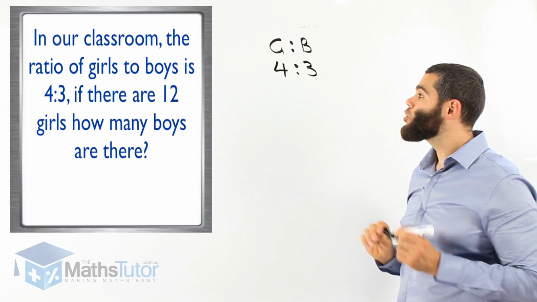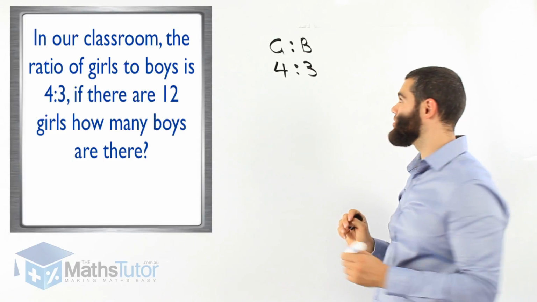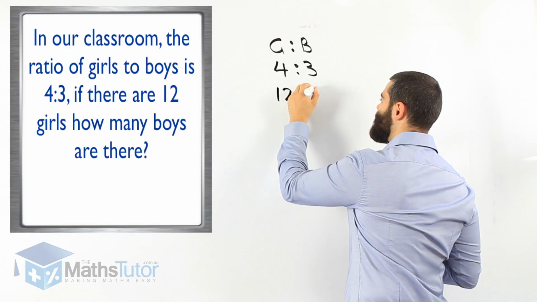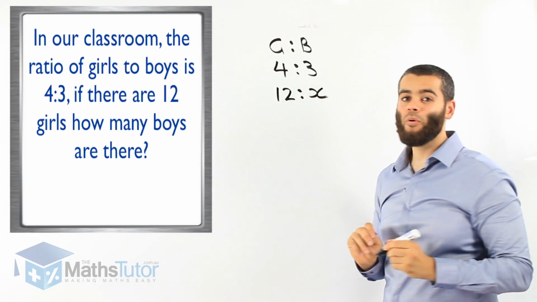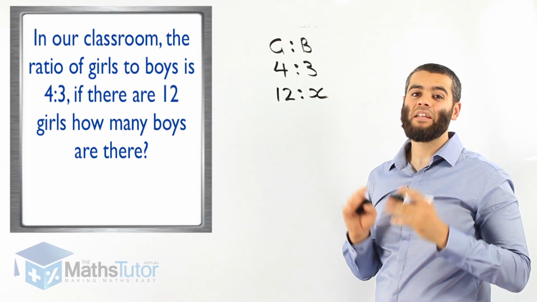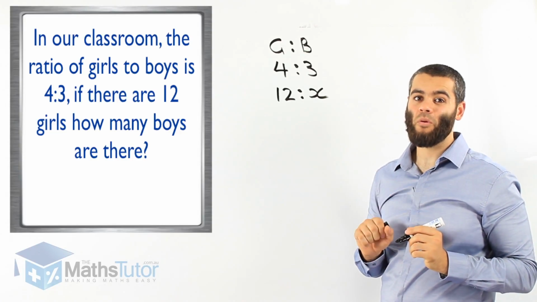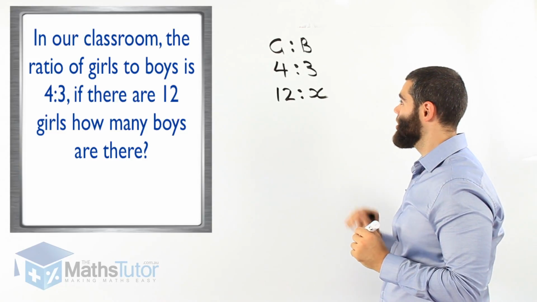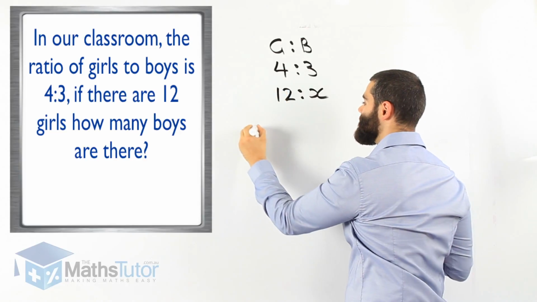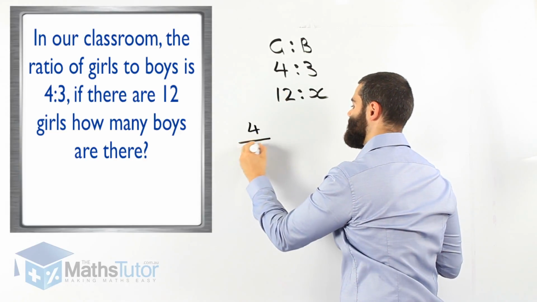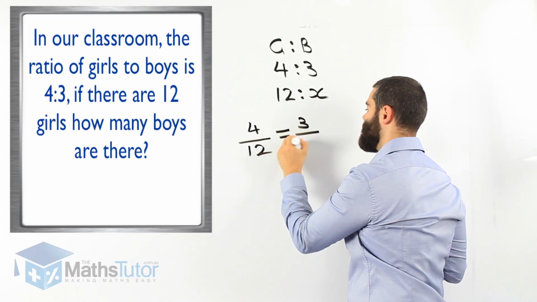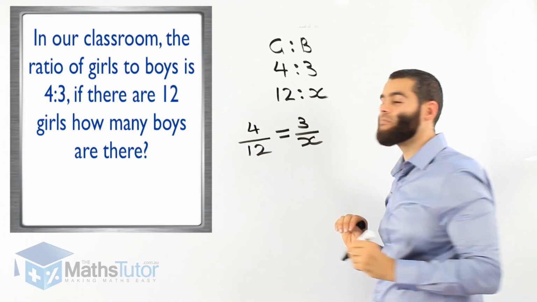If there are 12 girls, how many boys? The boys we need to know and find that out. What we do is we create some kind of equation. Let's see what we do here. The working out, we go like this. We go 4 over 12 equals 3 over x. X is missing.